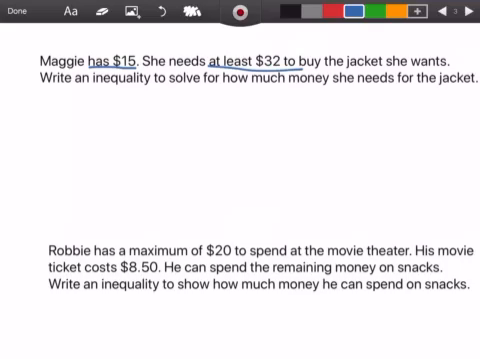Now, at least was one of the keywords we looked at yesterday. That means she needs $32 or more, which means we are going to use a greater than or equal to symbol. She needs $32 or more. Okay? So I'm going to put that here.